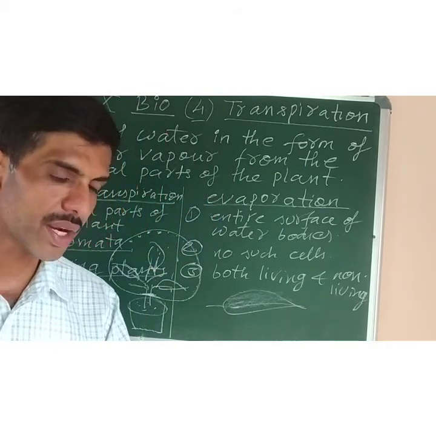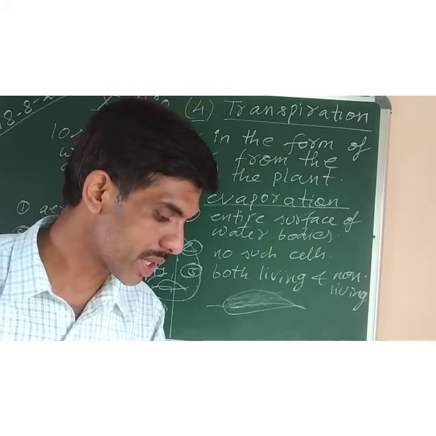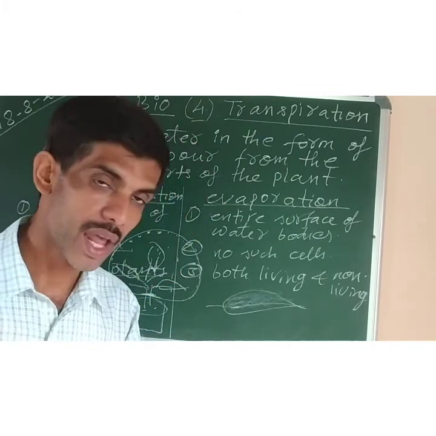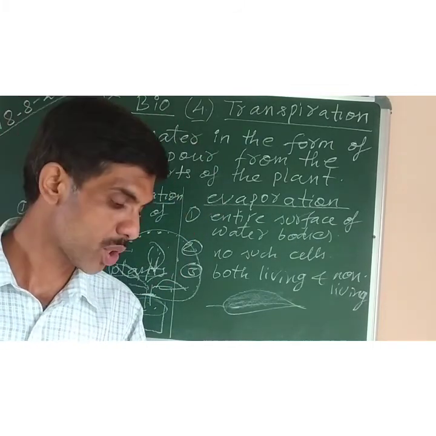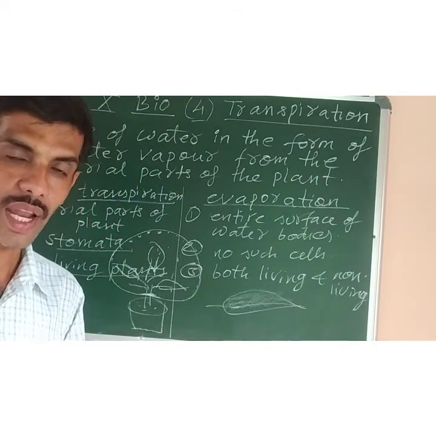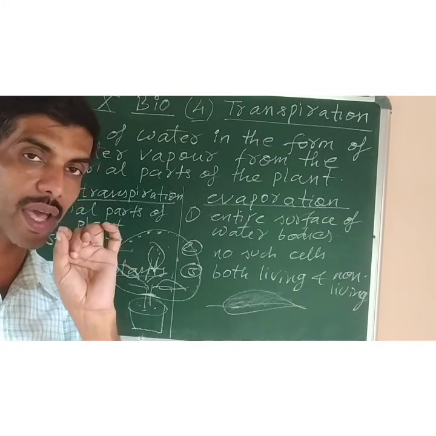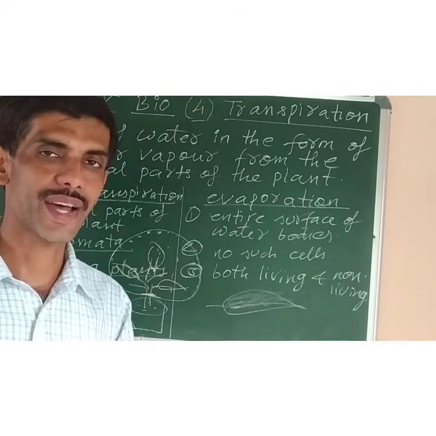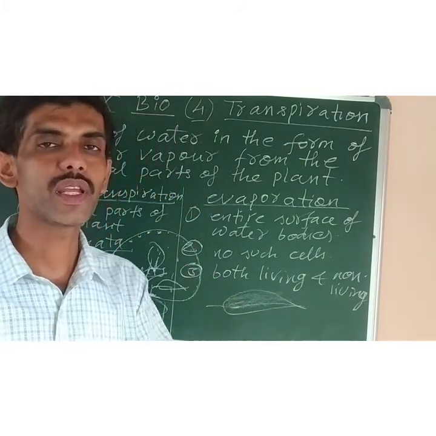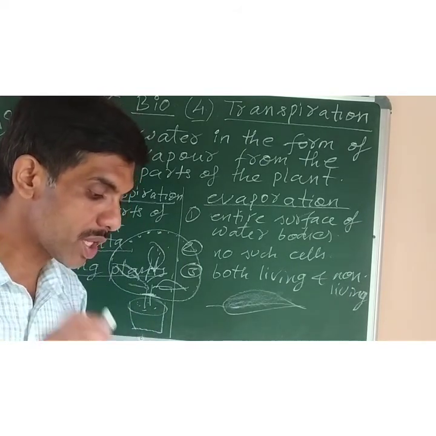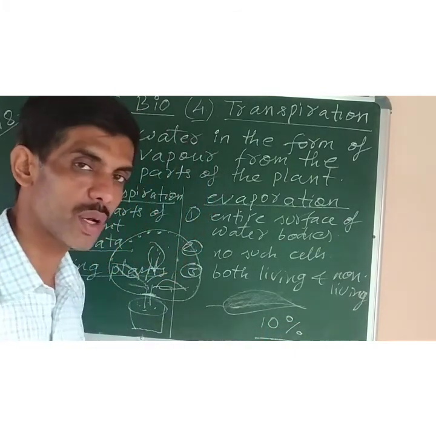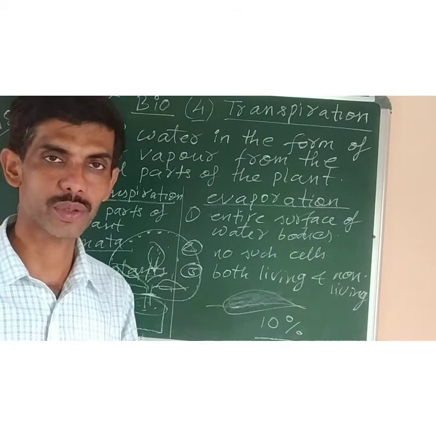Then comes cuticular transpiration. I told you what the cuticle is. It is a waxy layer that covers the epidermis of leaves and stems, and loss of water from the cuticle is called cuticular transpiration. If the cuticle is thick, like in very thick leaves, it will reduce the rate of transpiration. And if the cuticle layer is very thin, it will increase the rate of transpiration. Cuticular transpiration is only 10% of the total transpiration, meaning out of 100%, 10% of transpiration occurs through the cuticle.